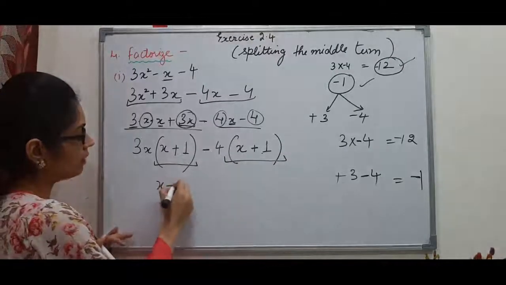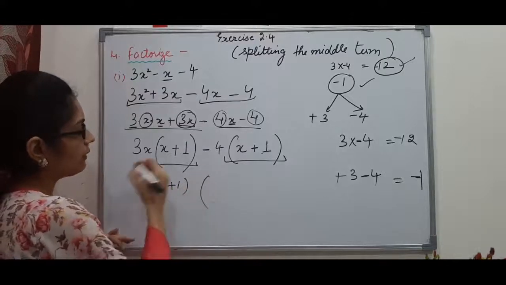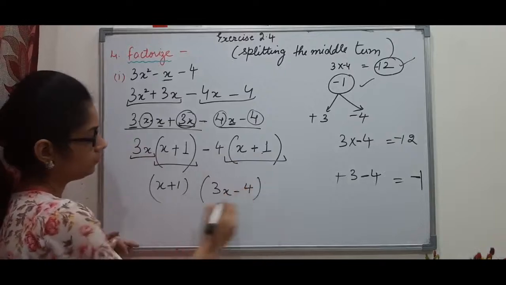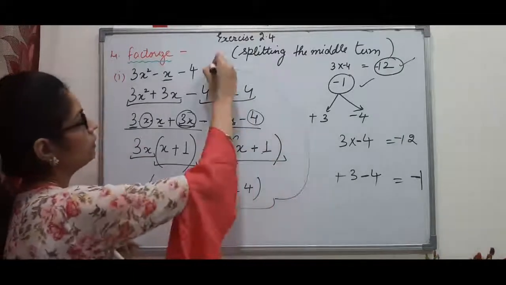So I will write this term x plus 1. Now I will write the remaining term, which is 3x minus 4. So these two are the factors of this given polynomial.